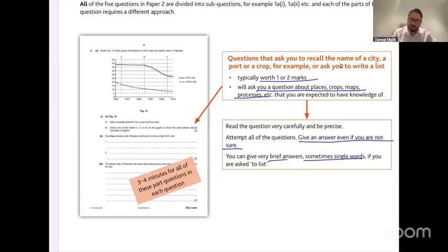So over here, again, the examiner is saying the same thing: you can give very brief answers, sometimes single words, if you're asked to do lists. So again, remember one thing, in part A questions you don't have to write long answers. Remember that. No long answers, short answers, maybe a one word answer, maybe a short phrase answer.